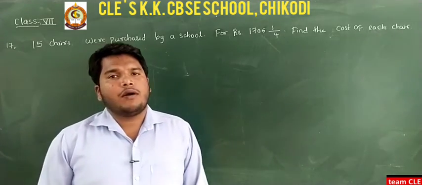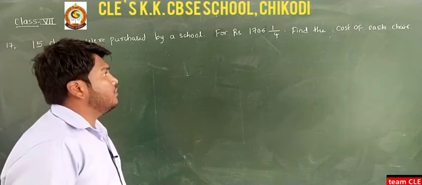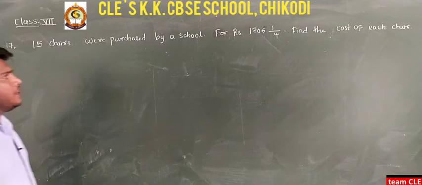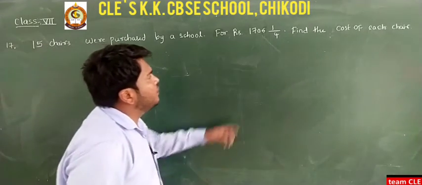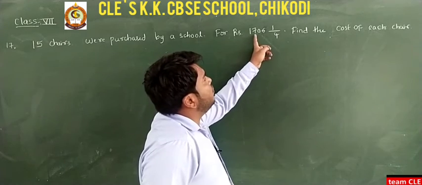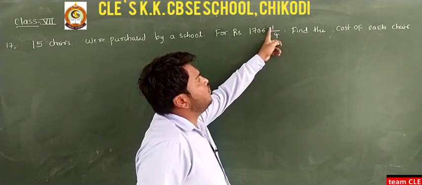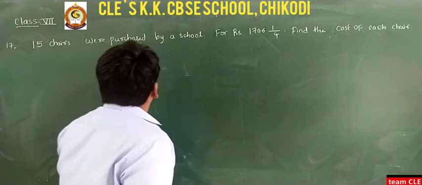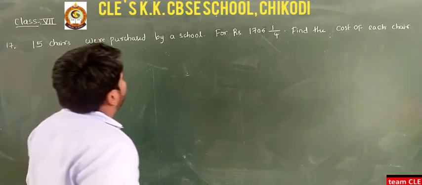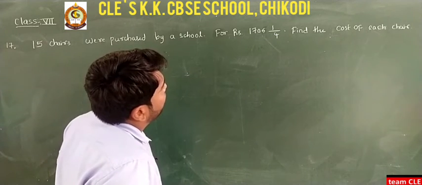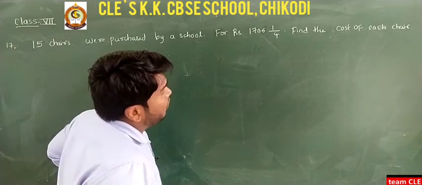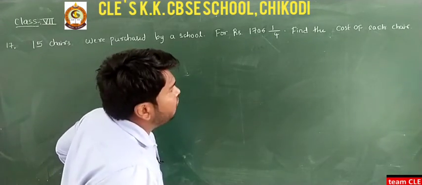So dear students, observe this question. I am solving exercise number 2.2, the 17th question. The 17th question says: 15 chairs were purchased by a school for rupees 1706 integer 1/4. Find the cost of each chair.